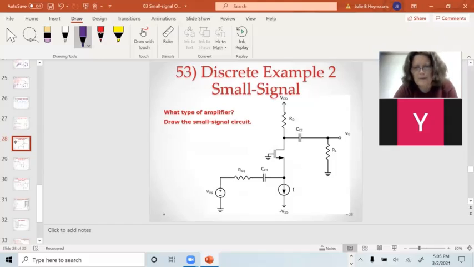So this one right here, my input is on the source, my output's on the drain. It must be a common gate. If I want to draw the AC circuit for that, I'm going to do the same thing. I'm going to short out the capacitors, I'm going to ground the DC voltage sources, and this is a signal voltage, so that's an AC. And I'm going to open up this one.